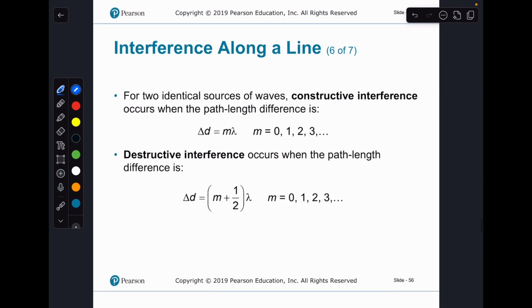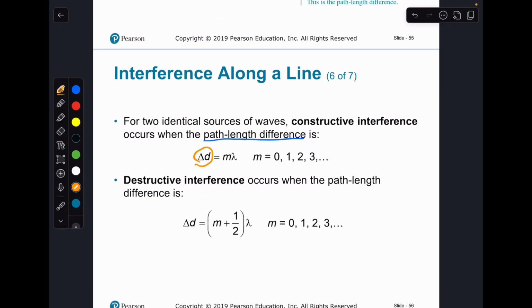We determine it based on the path length difference, right? The difference in travel that each wave experiences. If that path length difference is equal to a whole number of wavelengths, then you got yourself constructive. If it's equal to an integer plus a half, then you have destructive interference.